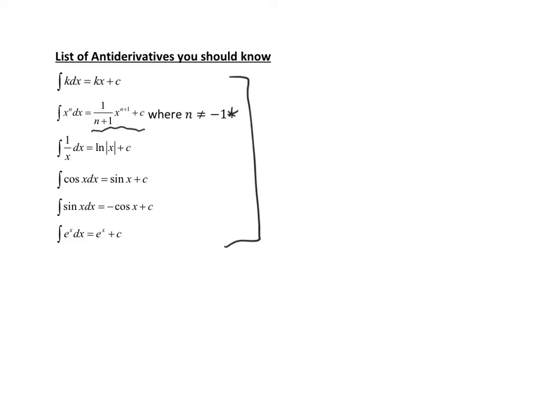The antiderivative of cosine x dx is sine x, and that's because the derivative of sine is cosine. The antiderivative of sine is negative cosine, and we actually did that in our previous example because the derivative of cosine is negative sine, we need to add an additional negative. And the antiderivative of e to the x dx is just e to the x plus c, because the derivative of e to the x is e to the x.